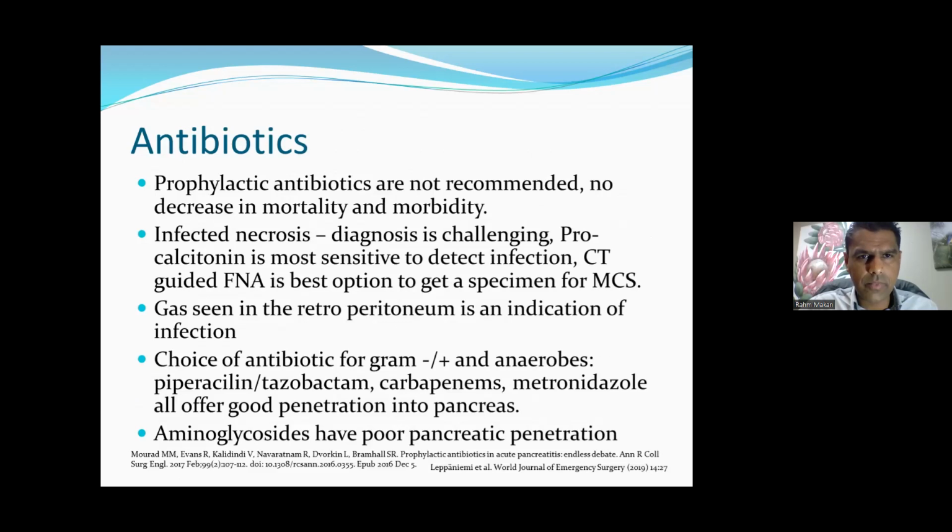Antibiotics, so prophylactic antibiotics are not recommended. It does not decrease mortality and morbidity. Once a patient has been diagnosed with infective necrosis, one would look at the procalcitonin as the most sensitive way to detect a new infection developing. So once you suspect that, the best option would be to get a CT-guided fine needle aspirate to get a specimen for MCNS and then directed antibiotics.